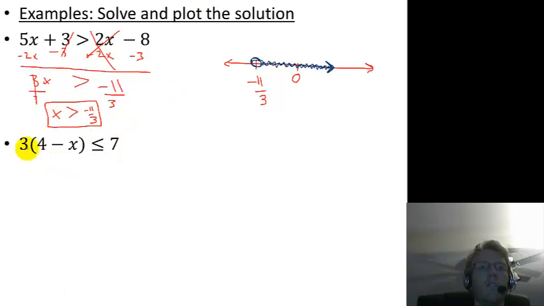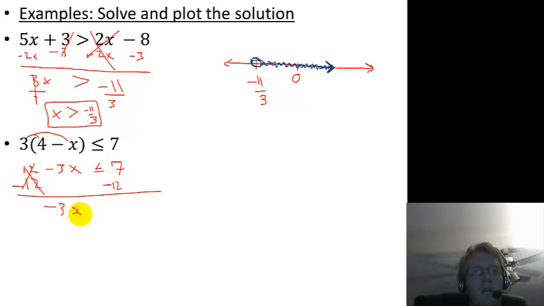Okay, moving right along to the second problem. Same thing, solve and plot the solution. So there's two things I could do. I could start by dividing by 3, but since 3 doesn't go evenly into 7, I'm going to opt to distribute and just simplify the left-hand side. So 3 times 4 is 12, minus 3 times x is 3x, less than or equal to 7. If 3 would have gone evenly into 7, I probably would have divided first. But since it didn't, I didn't want to deal with fractions. So now we're solving for x, so minus 12, cancel. Negative 3x is less than or equal to 7 minus 12, negative 5.